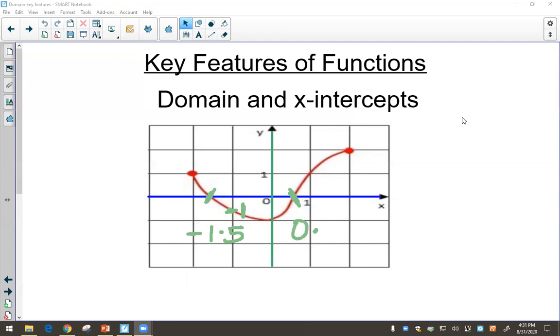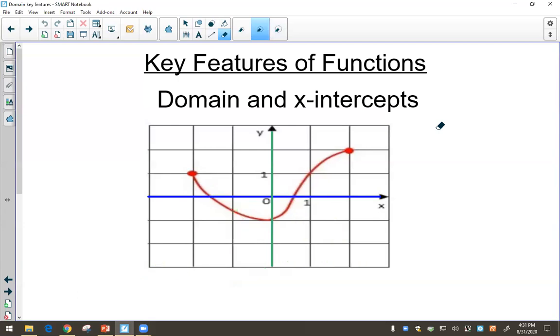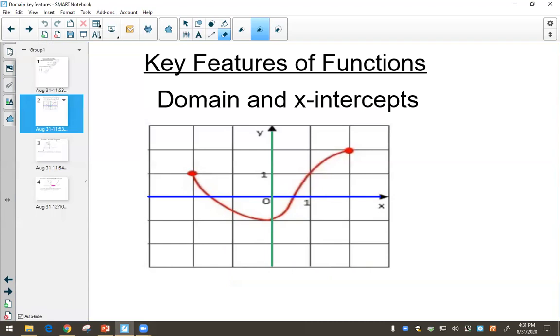So I could say 0.6. Okay, so we're saying that our x-intercepts are x equals negative 1.5 and x equals 0.6. That's a piece of the graph. That's a section of the graph that touches the x-axis. Okay. Cool. All right. Let us clear that information. Okay, let us move on to the next question.